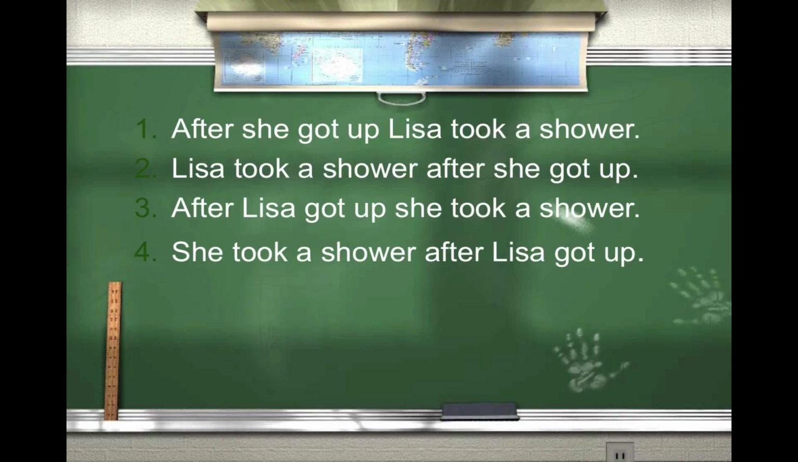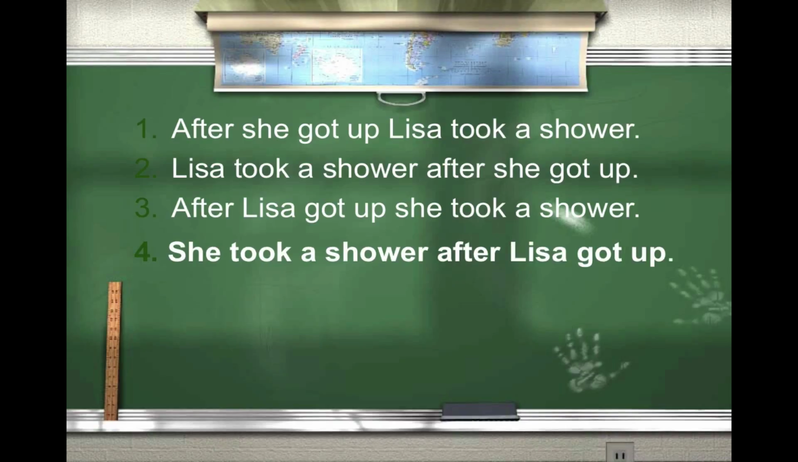Okay, I'm going to be quiet for a moment. And during that time, you are going to try and figure out in which ones of these sentences your immediate understanding would be that she and Lisa is the same person. And in one of these sentences, she and Lisa are probably not the same person. Look at them. I'll be quiet for a moment and then I'll move on. Most people feel that in the last sentence, she took a shower after Lisa got up, she and Lisa are probably not the same person.